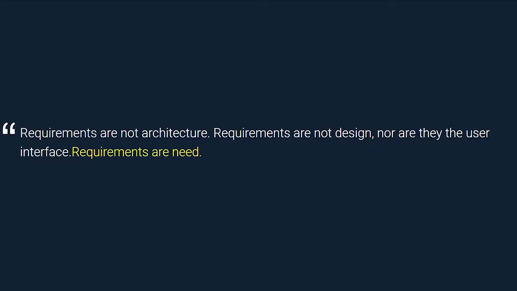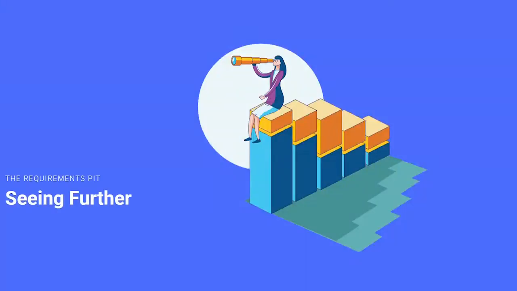So okay, we are moving on with the next topic, over specifying. Whenever we are making software or a project, we should not include more than what is necessary. As it said, requirements are not architecture, they are not design or any user interface, they are needs. We should not design more than what is needed. So we'll move on with the next topic, that is seeing further. Every developer should be able to see the future. I'll tell you with an example given in the text itself.